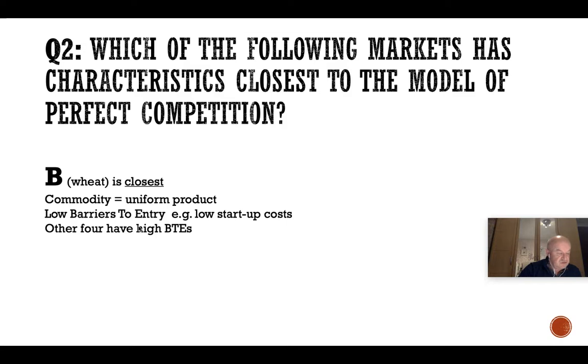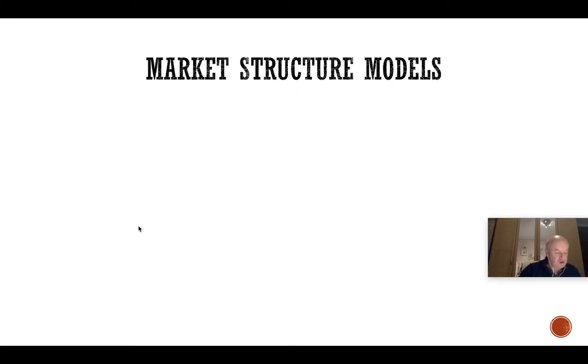The other four alternatives, pharmaceuticals, telephone services, banking services, and steel, all have very high barriers to entry. As a result of that, they would not be a model that was close to being perfectly competitive. Okay, so let's take a look at the next questions on page 6.